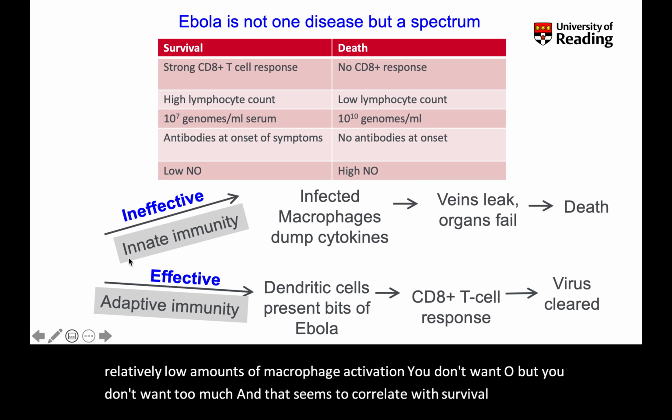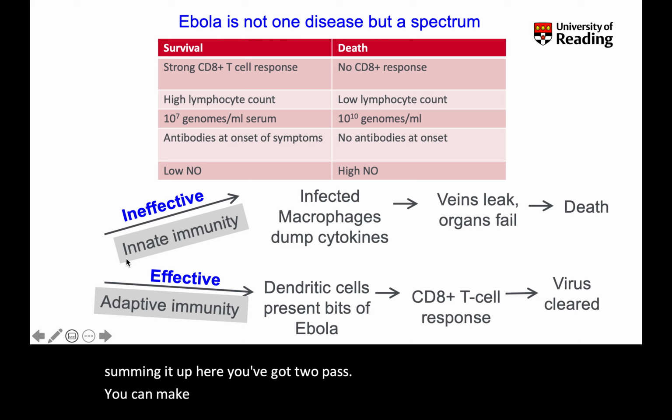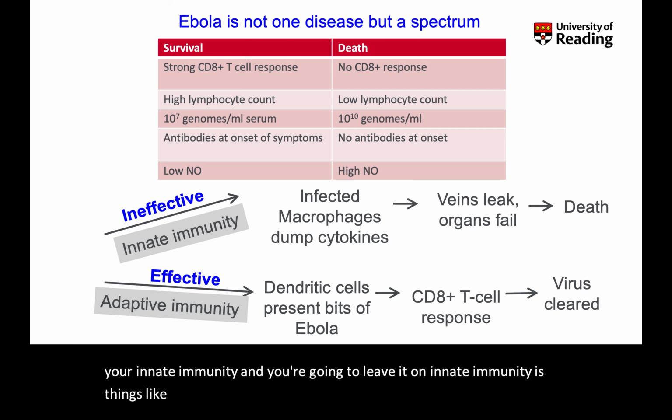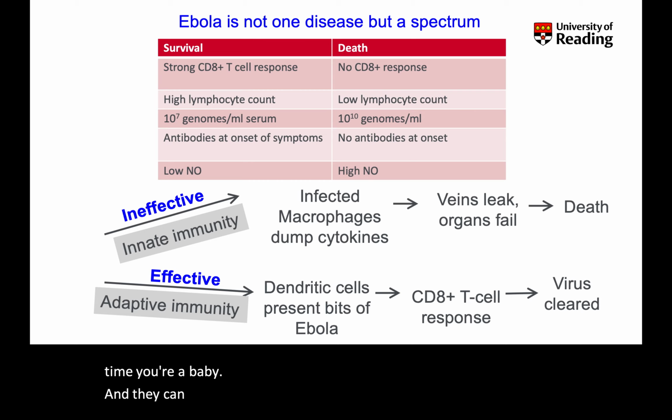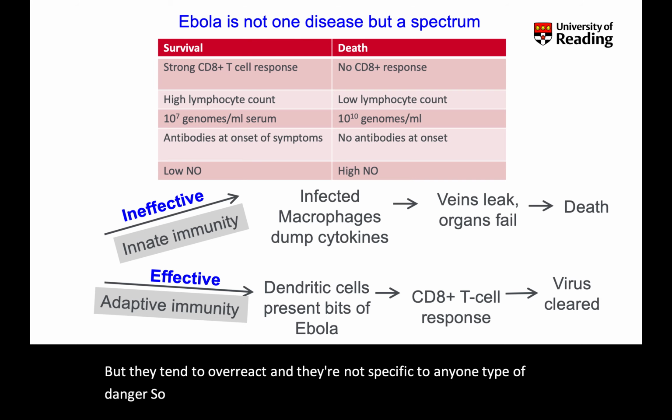So summing it up here, you've got two paths. You can make ineffective immunity. In that case, you're going to turn on your innate immunity and you're going to leave it on. Innate immunity is things like macrophages and neutrophils and all the granulocytes, they're called. They're part of the immune system that you have from the time you're a baby. And they can recognize danger in a general sense, but they tend to overreact and they are not specific to any one type of danger. So they're kind of limited.